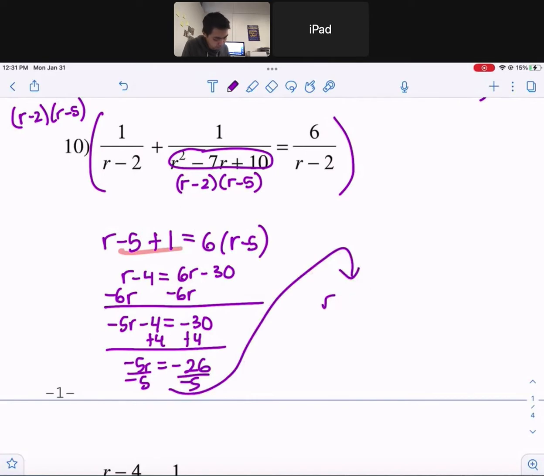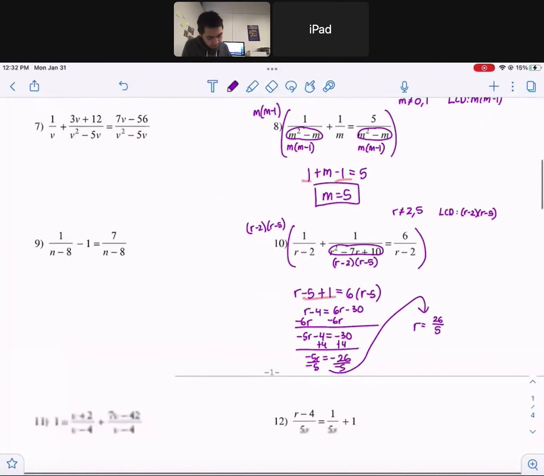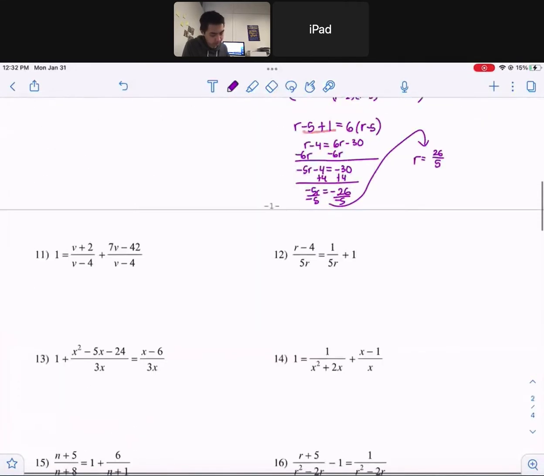R is equal to -26 all over -5, so positive 26 over 5. A negative divided by a negative is a positive. And let's just make sure that's the right answer, and it is.